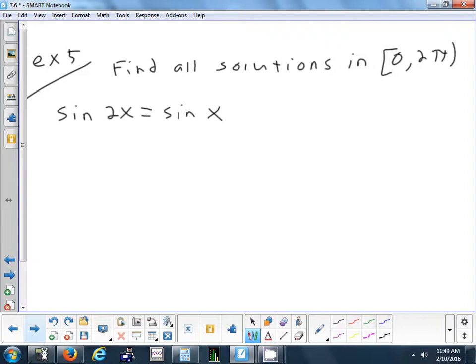Okay, now here the problem isn't you have different trig functions. Okay, you've got sine, but what's the problem here? Yeah, your arguments are not the same, so you can't work with that. So we got to use our double angle formula and rewrite it. 2 sine cosine.